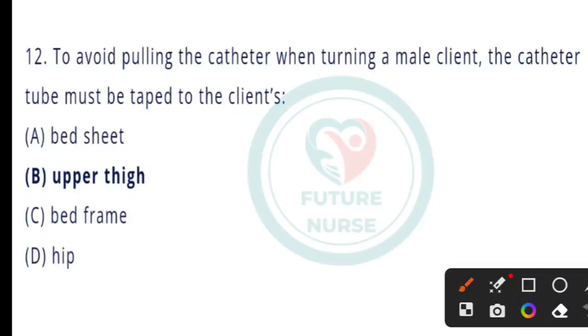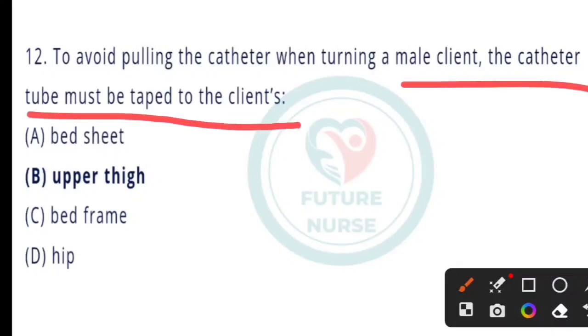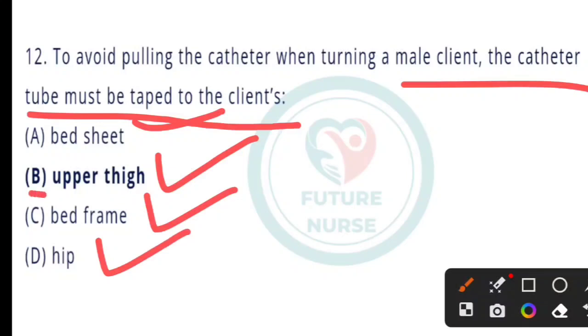Next, to avoid pulling the catheter when turning a male client, the catheter tube must be taped to the client's: bedsheet, upper thigh, bed frame, hip. The answer is upper thigh.